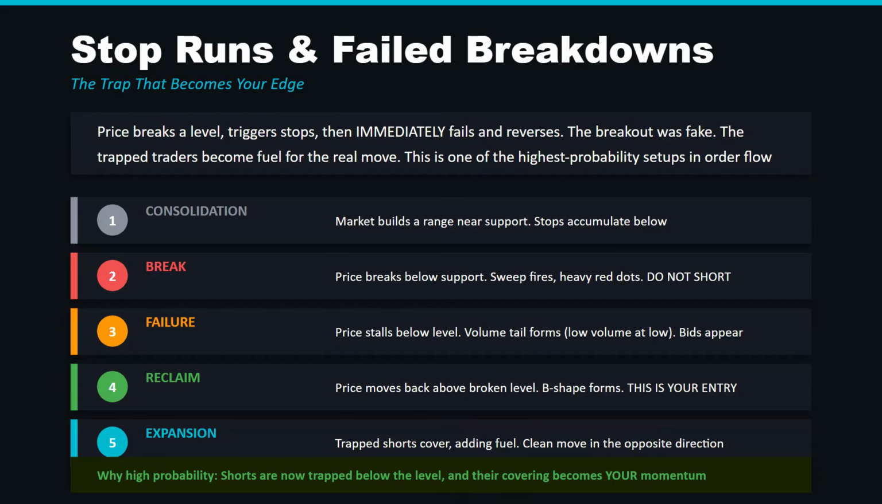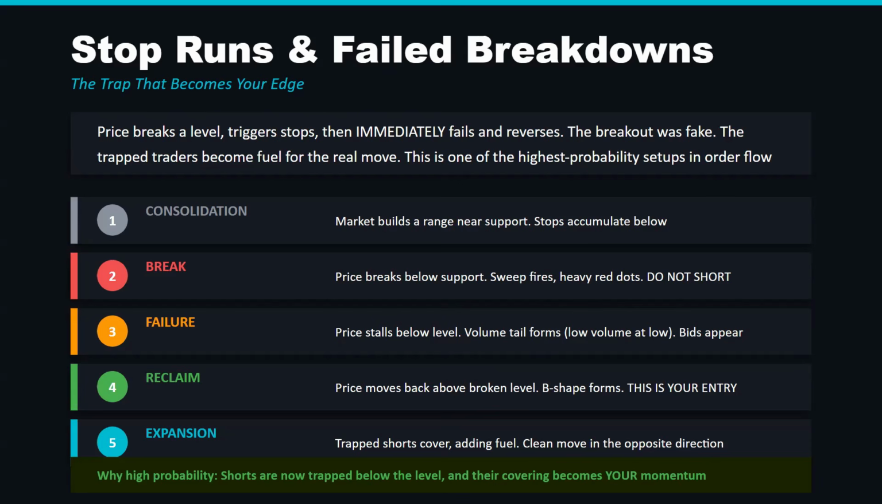You see some volume, in this case a volume tail forming. We'll talk about that in another video. That'll be more intermediate to advanced stuff when we talk about footprints and different things such as P shape and B shape and all that. But not to confuse you, we'll keep it more basic. So stay tuned for that. But anyway, stage four is we reclaim that level and that's your entry. So everyone that just got trapped, the trapped shorts cover, adding fuel to the fire, and then we usually end up reversing to the other side.